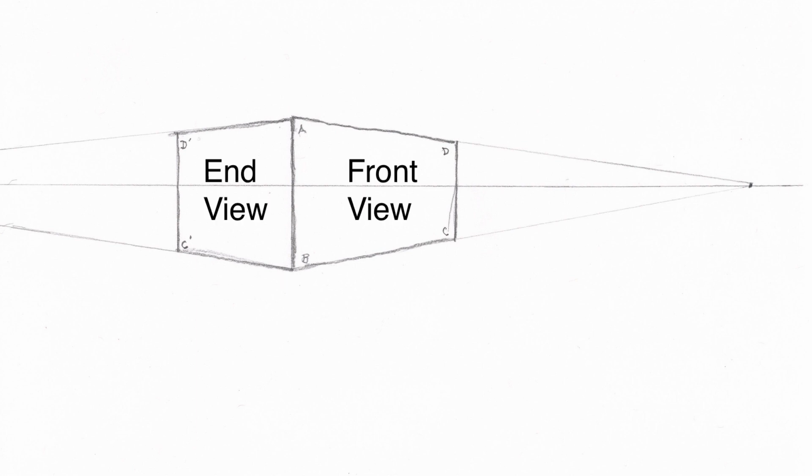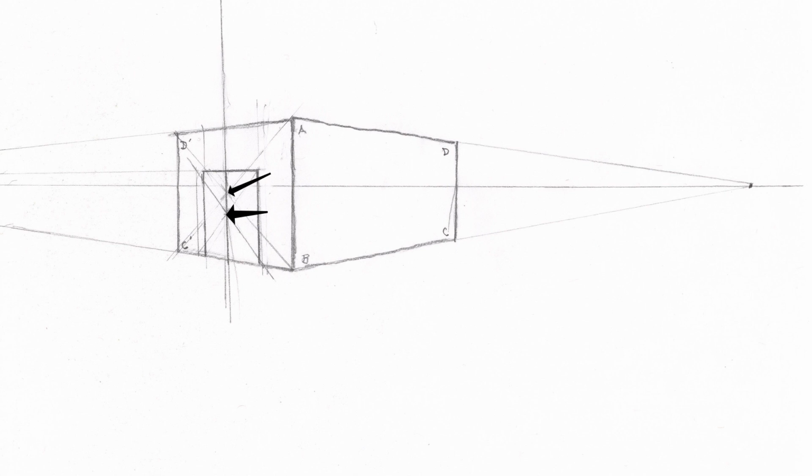So here I labeled the building block that we start with, so you know what I'm talking about in the future. The front left side of the building I'm going to call the end view, and the front right view is going to be called the front view.